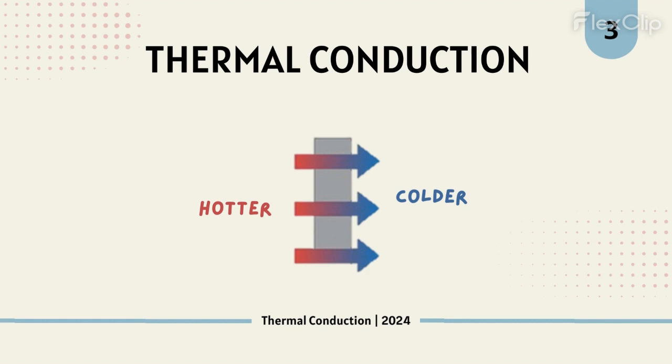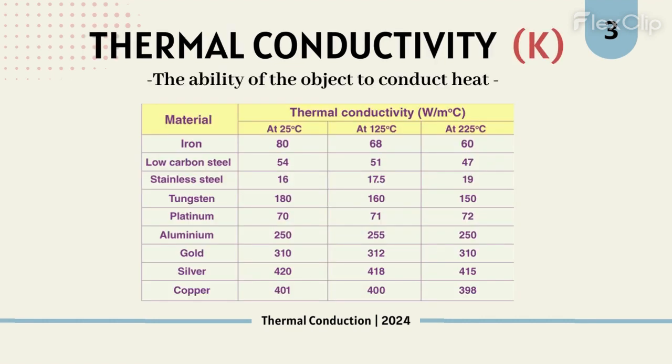Thermal conduction is the process by which heat is transferred from the hotter end of an object to the colder end. The ability of an object to conduct heat is known as its thermal conductivity, denoted by K. This process plays a crucial role in various engineering fields, especially in materials science and electronics design and application.